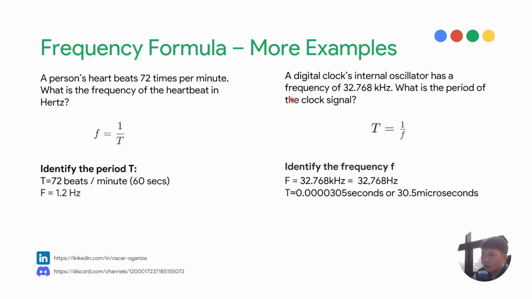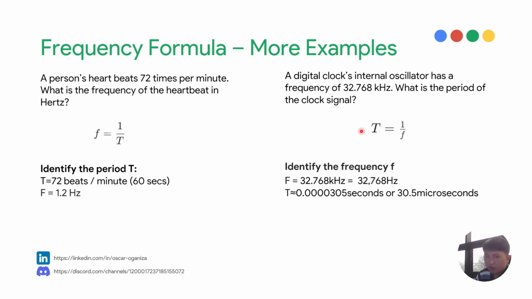Okay. So a digital clock's internal oscillator has a frequency of 32.768 kilohertz. So you have to convert this kilohertz into hertz. Okay. Again, the unit of frequency is hertz only. What's the period of the clock signal? So from 32.768 kilohertz, you have to convert it into hertz. So given here in the example, 32.768 kilohertz is equal to 32,768 hertz. So what is the period of the clock signal?